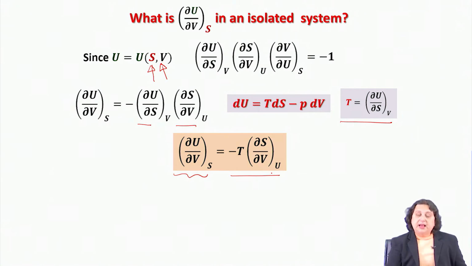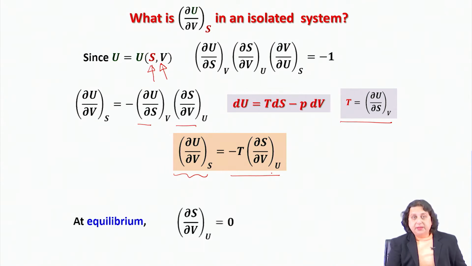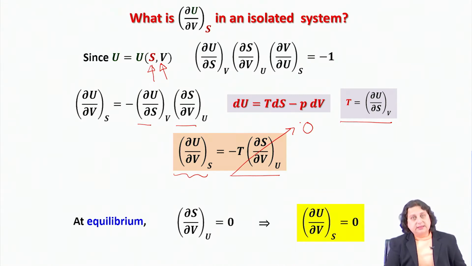Now when the system has already attained the final equilibrium state, S is a maximum and therefore del S del V at constant U must be equal to 0. And since this term vanishes, I immediately conclude that under such condition del U del V at constant S should also be equal to 0. So this means that as this isolated system equilibrates in a new equilibrium state, as the entropy attains a maximum, the internal energy also attains an extremum.